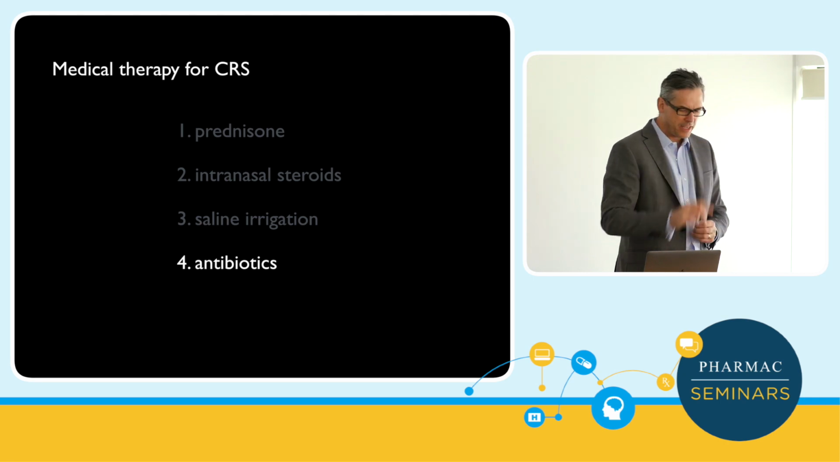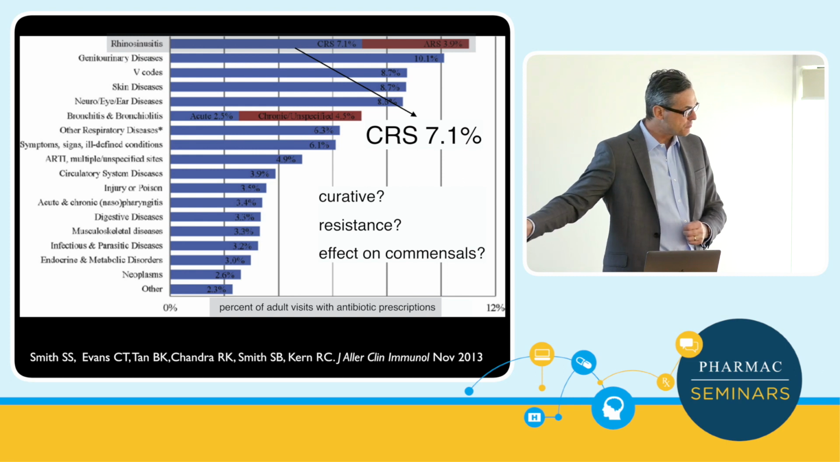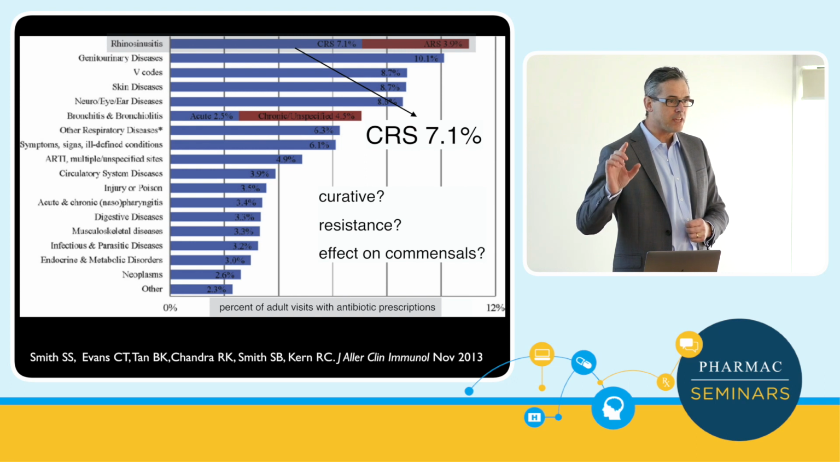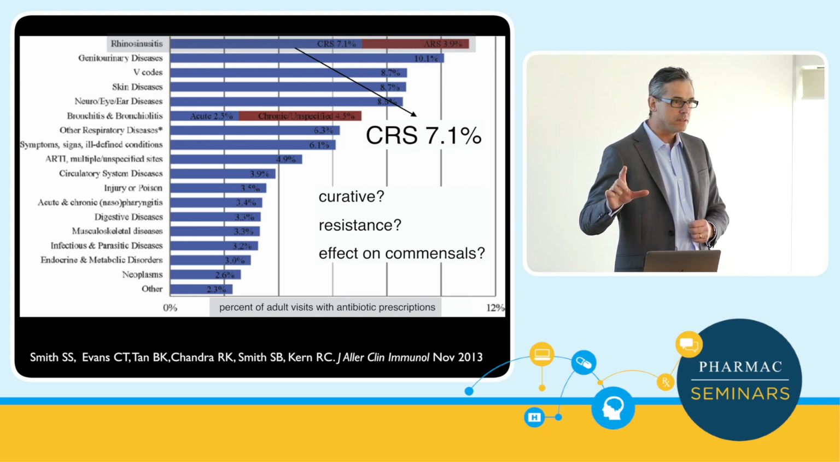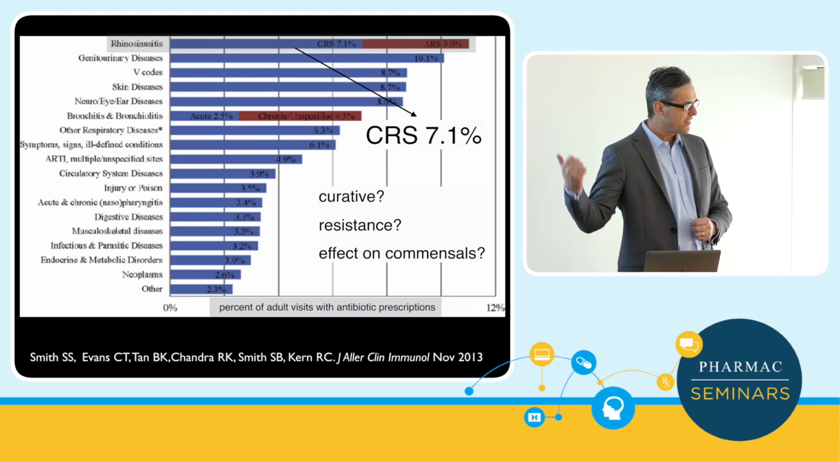Antibiotics. I haven't got to yet. What to do? These are data from North America, published just a few years ago. This is adults getting a script. The commonest single indication for adults is rhinosinusitis, which I think adds up to 11%. 7% were for chronic rhinosinusitis. So that's, I don't know, hundreds of tons of antibiotics, I would guess, to get onto this graph.